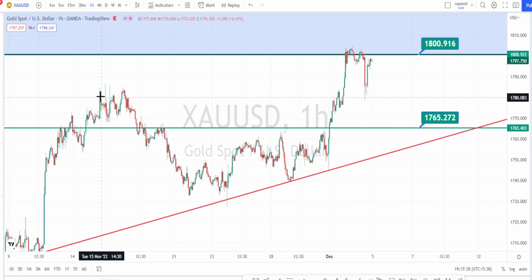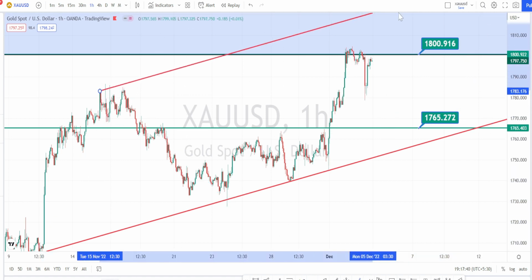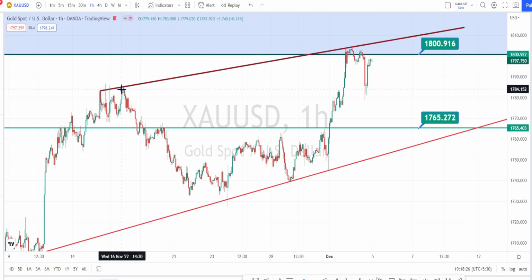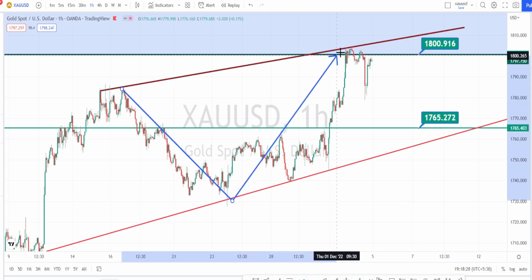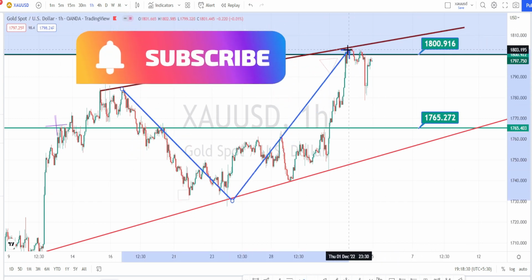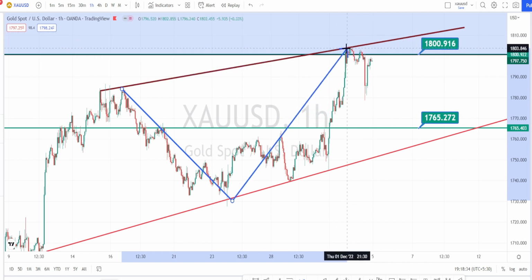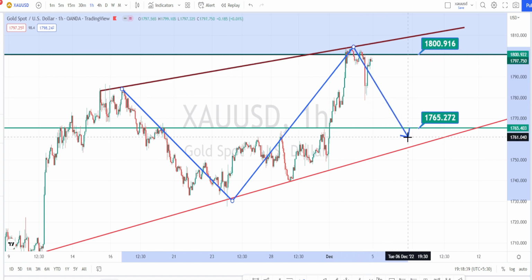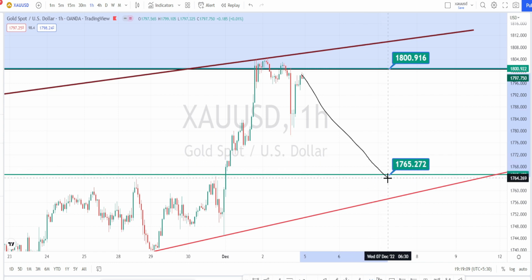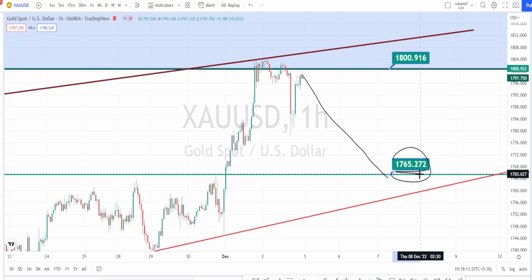I am again drawing a resistance line for the hourly time frame also, which will help you to understand the current trend of the price action. Currently it is trying to break this resistance line, and if the price action fails to break this resistance line, we can expect the bearish side retracement to start in hourly time frame, which means that next level of support from the higher time frame is going to be around 1765. Let us mark the support and resistance levels.